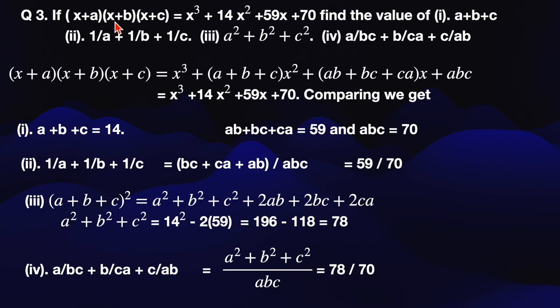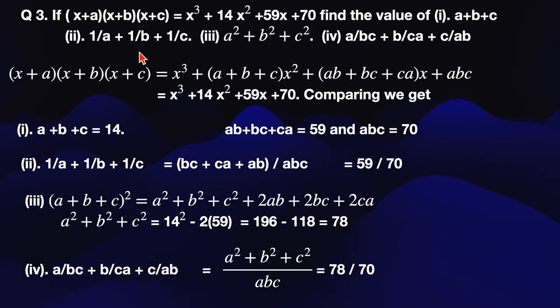If x plus A into x plus B into x plus C is equal to this, find the value of A plus B plus C. So this is the general formula. So a plus b plus c is the coefficient of x square. So what is the coefficient of x square in the sum? 14. So 14 is the first answer.